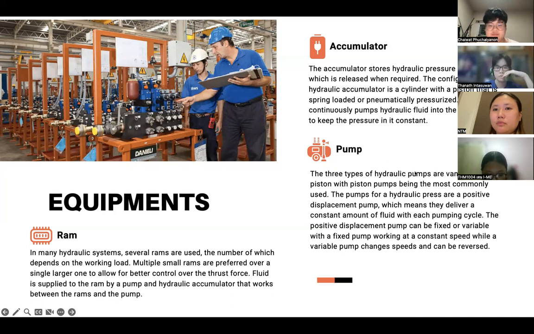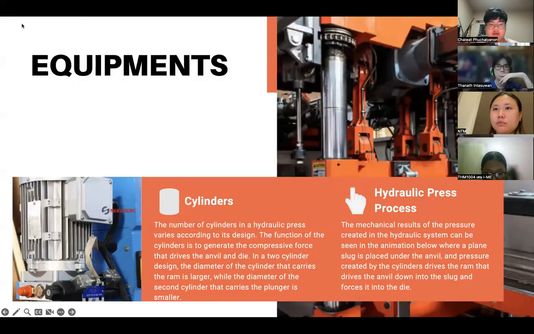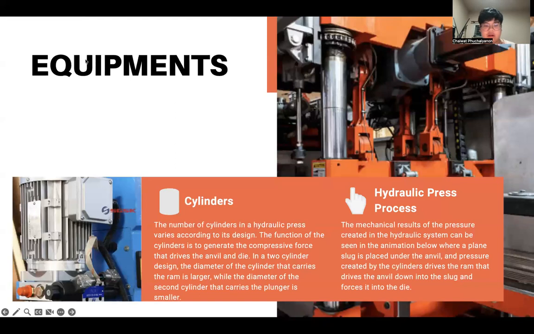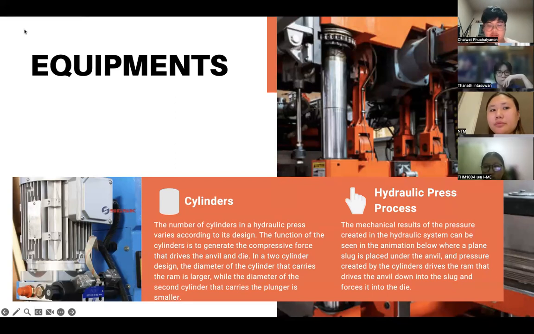So next, we have more equipment. The equipment is about the cylinders and the hydraulic press process. The number of cylinders in the hydraulic press varies according to the design. The function of the cylinder is to generate the compressive force that drives the anvil and die. In the two-cylinder design, the diameter of the cylinder that carries the ram is larger, while the diameter of the second cylinder that carries the plunger is smaller.